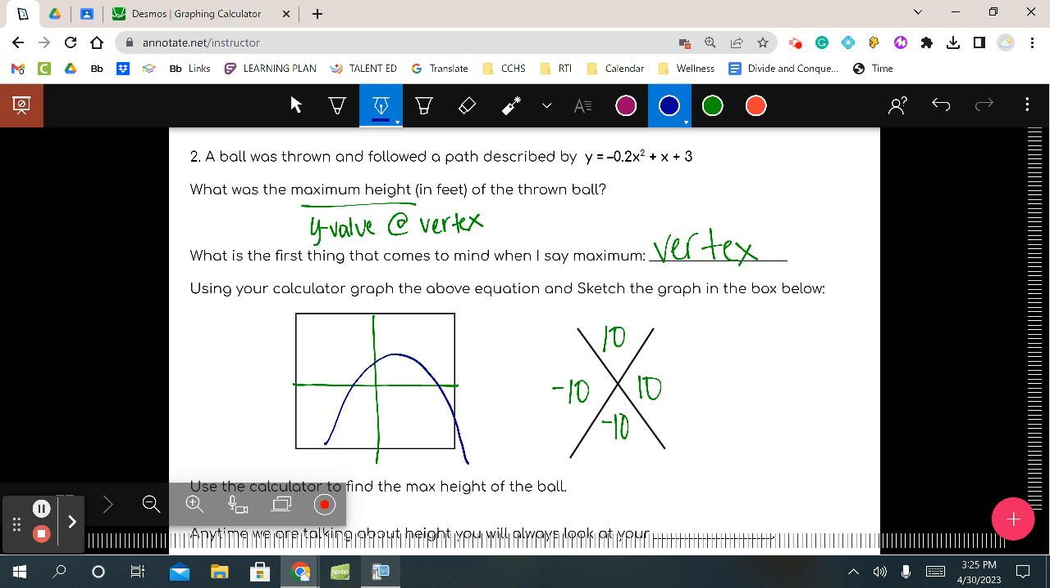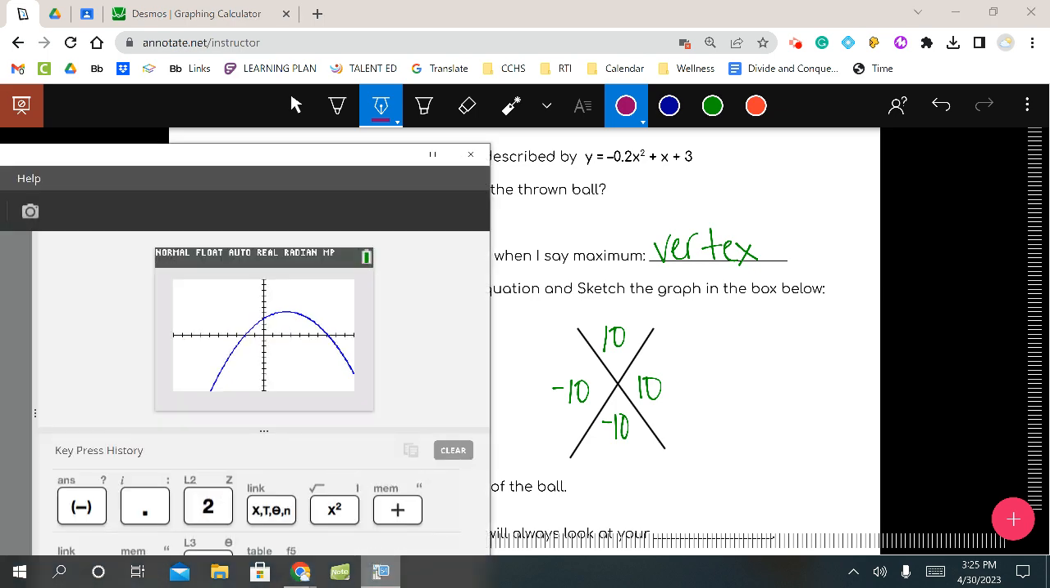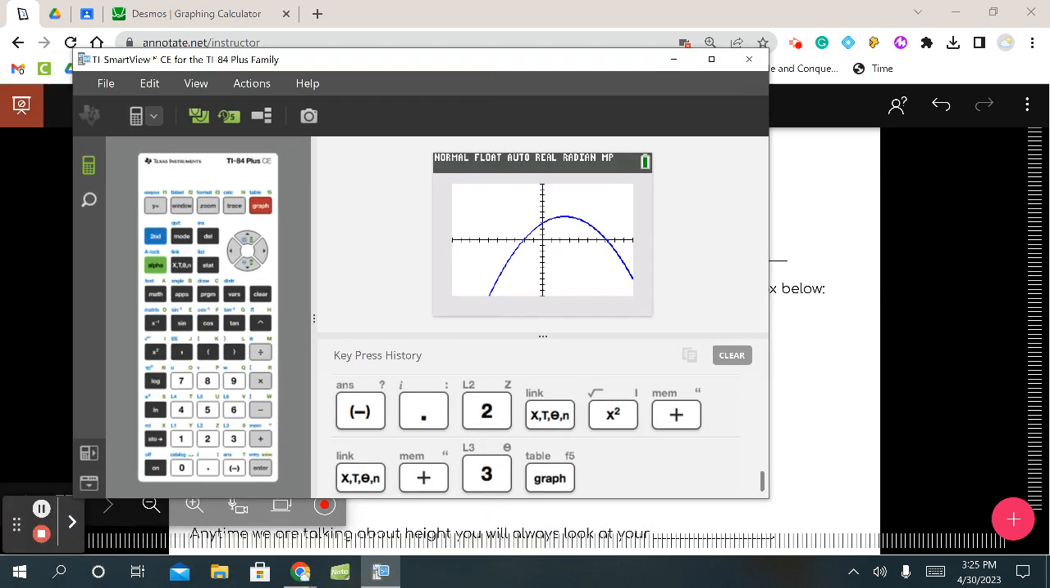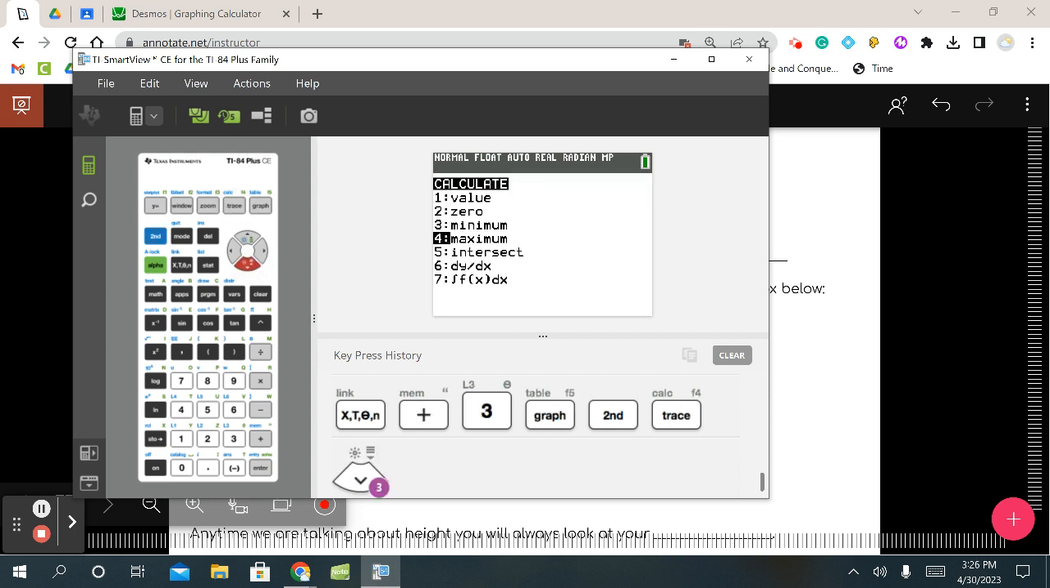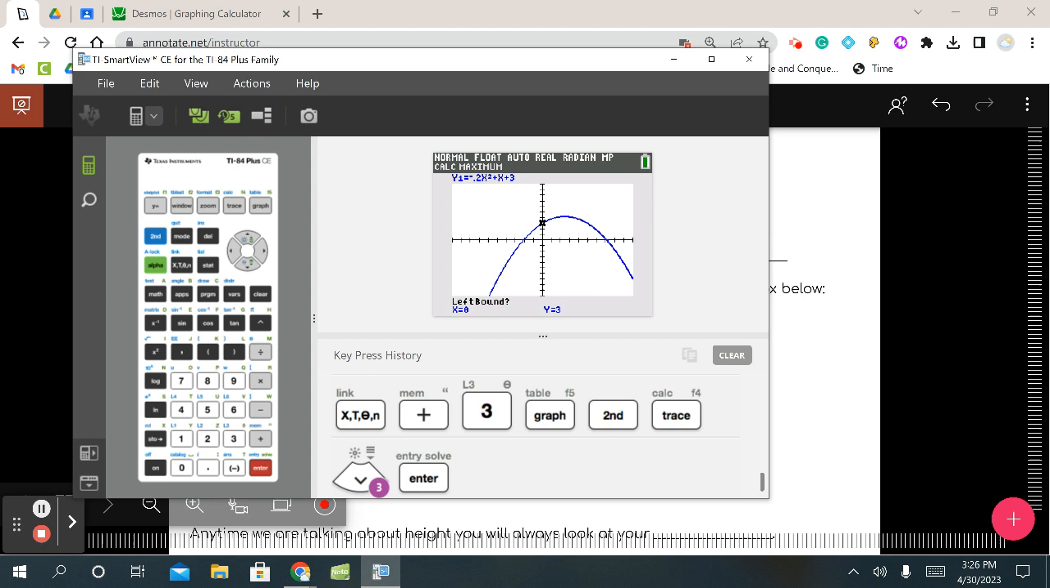So we have to use our calculator to find the max. Since this vertex is at the top, it is going to be a max. So we're going to hit second trace, and go down to the max. We're going to press enter, and then it says left bound. So we want to make sure that cursor is on the left side of my vertex. So I'm going to press enter.